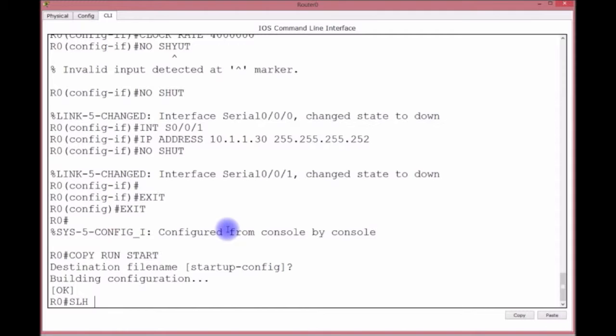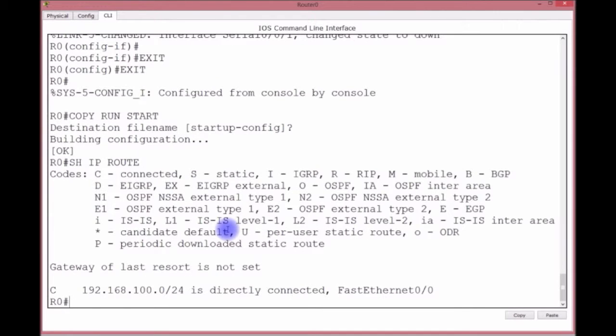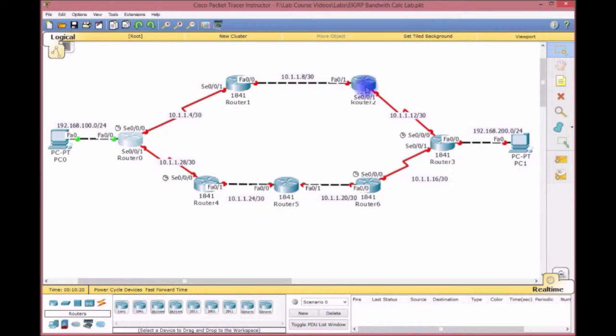Let's take a look at the show IP route to look at our routing table. And I'm only connected to one network, which is my LAN. And that's just fine. All right. So we're going to go this way first. All right, and we're going to come here, and we got the S001, and here we have a fast Ethernet 00. So that's going to be pretty easy, I think.